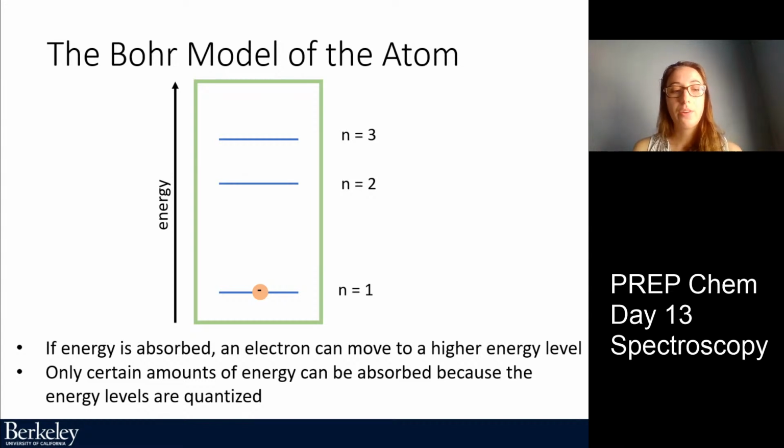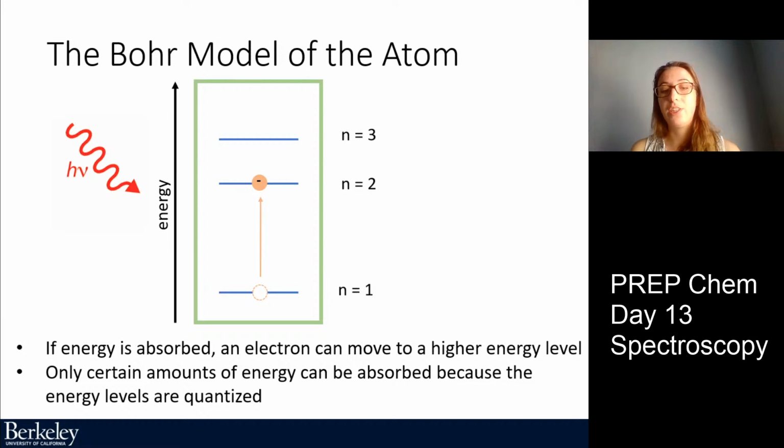So in Bohr's model, if energy is absorbed, an electron can move to a higher energy level. Say again, we have our incoming photon, and that will deposit energy into our atom, and this energy will allow us to promote an electron from the n equals 1 to the n equals 2 level. And again, only certain amounts of energy can be absorbed because these energy levels are all quantized.